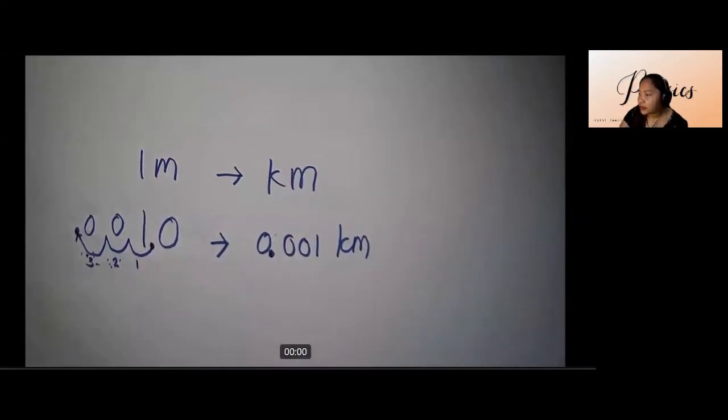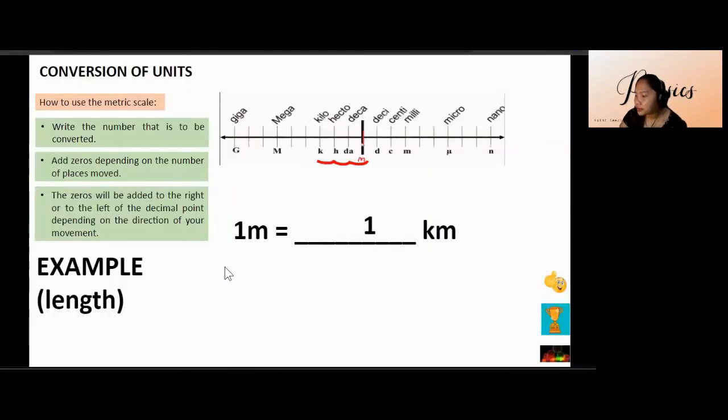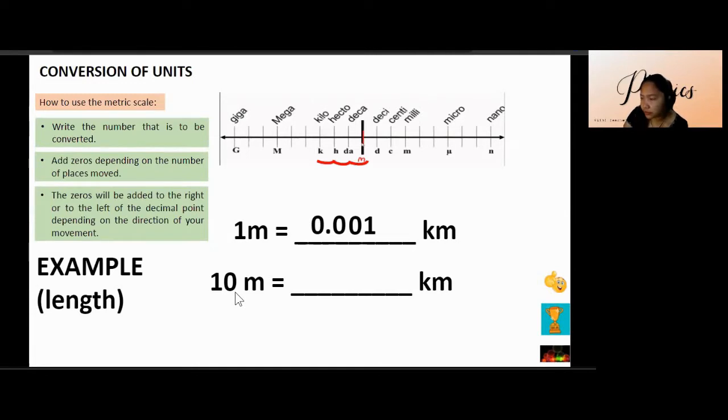Another example. Okay, so it's 0.001 kilometer. Another example is 10 meters. So we know that the decimal point is after the 0, and we just need to convert 10 meters to kilometers. So I have to move 3 places to the left. So that's 10. 1, 2, 3, and then point. And now there are 3 places.